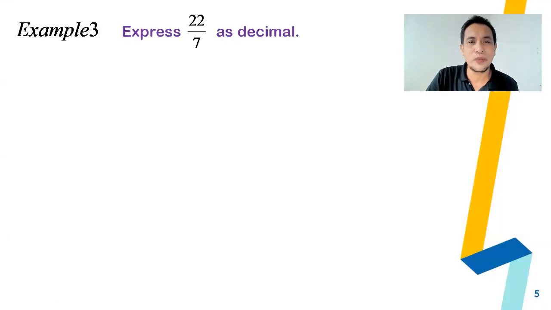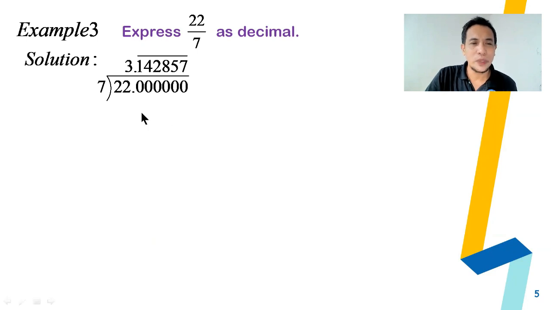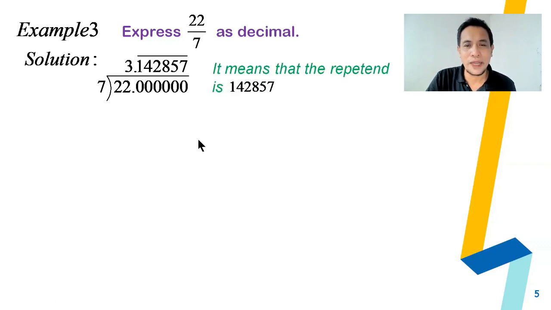Example number 3, express 22/7 as a decimal. For the solution, this is the usual process. 22 is our dividend and 7 is our divisor. When we divide 22 by 7, that's 3. 3 times 7 is 21. To continue the process, we will get the quotient, which is equal to 3.142857 142857 142857, and so on. So the repeated digits are 142857. That's why we have a vinculum over 142857.